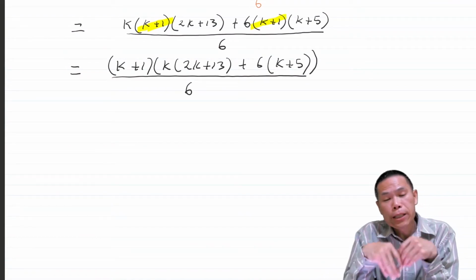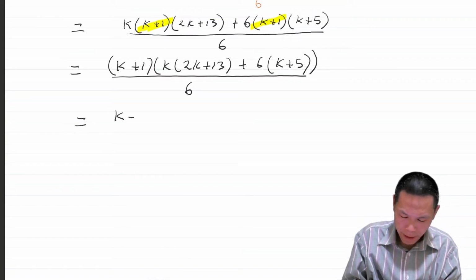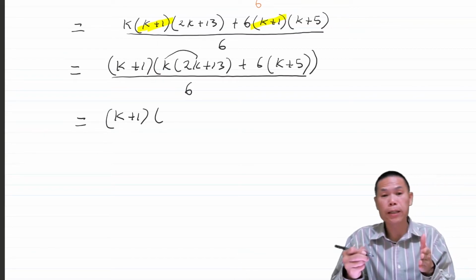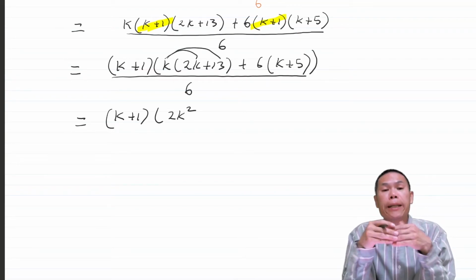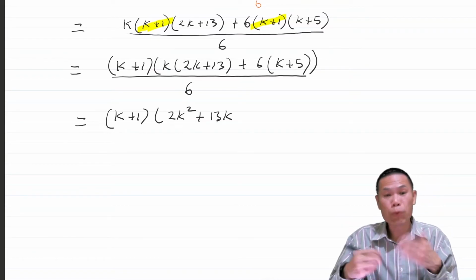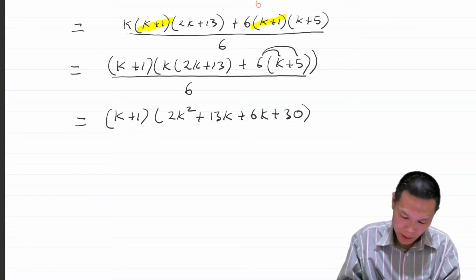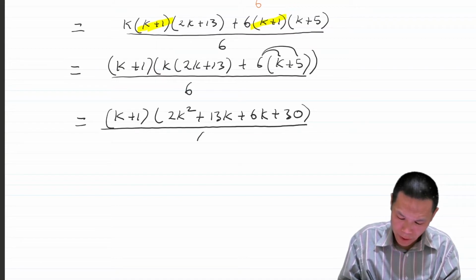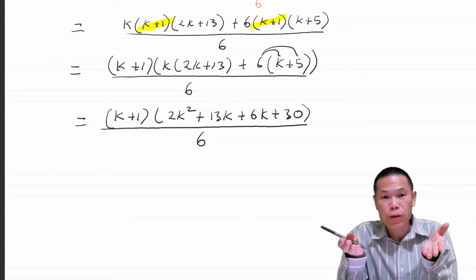Now, inside the bracket, I just expand and I simplify, okay? So that will give me, I write k plus 1 first. And then this one here, I times 2k times k is 2k squared. And k times 13 is 13k. And then we remove bracket for this one. So give me 6k. And then this time together, plus 30. Over 6, of course. Then I simplify further and then I factorize, okay?